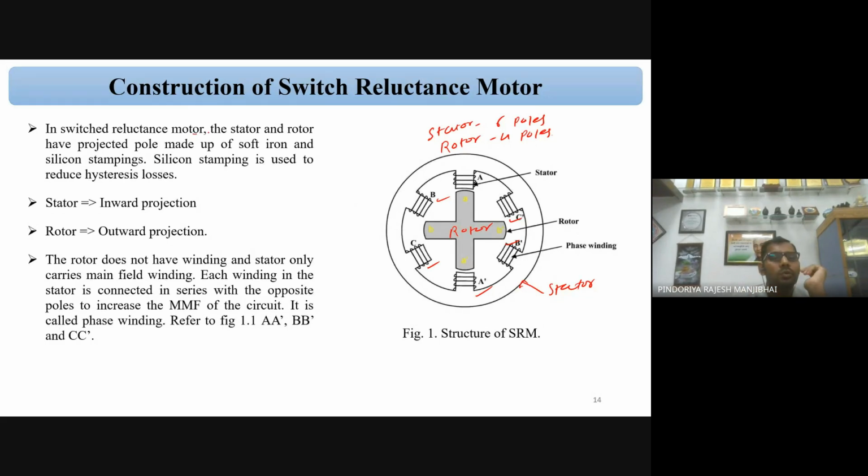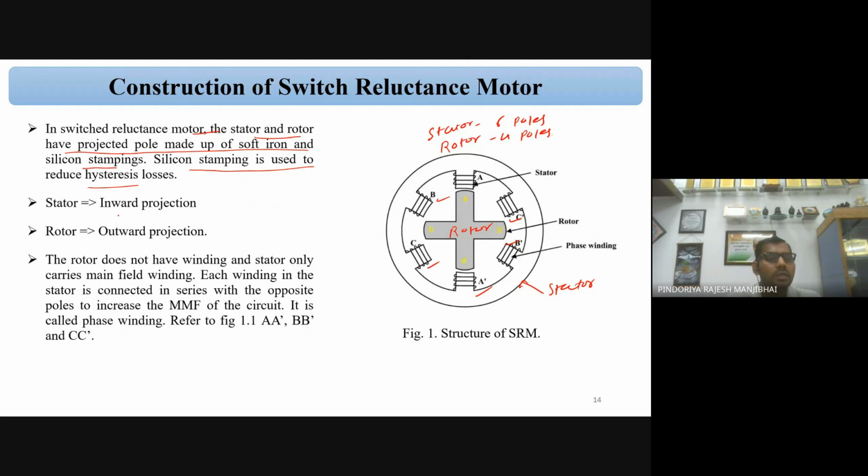In the switch reluctance motor, the stator and rotor have projected poles made of soft iron and silicon steel stampings. Which material do we use for the stator pole? For the projected pole, soft iron. So we can use soft iron, or otherwise silicon steel stampings, to design the stator and rotor poles. Silicon steel is used to reduce the hysteresis losses. Ultimately, we have to reduce any type of losses.